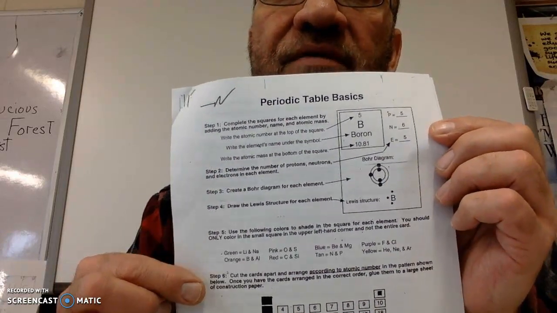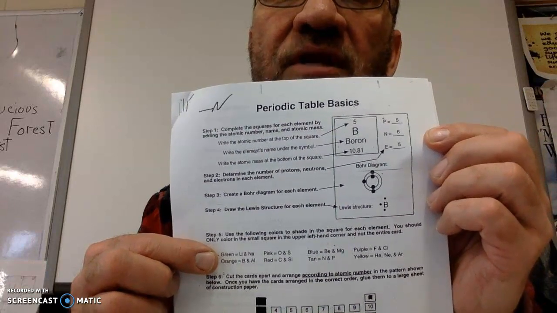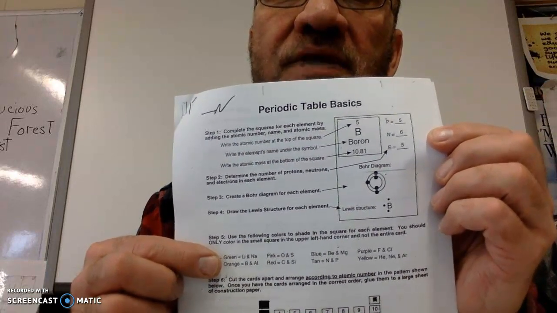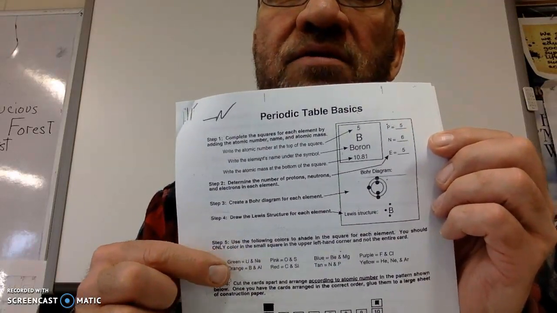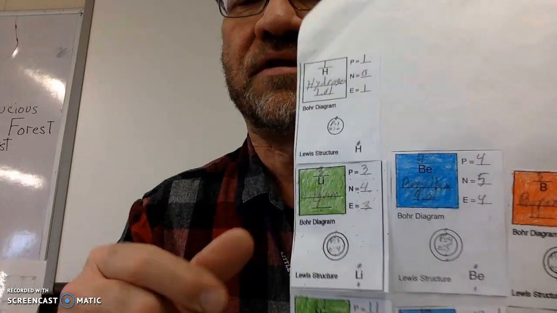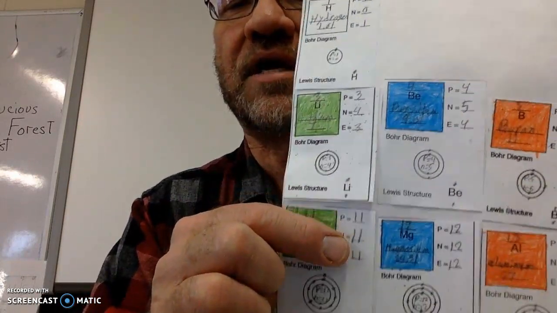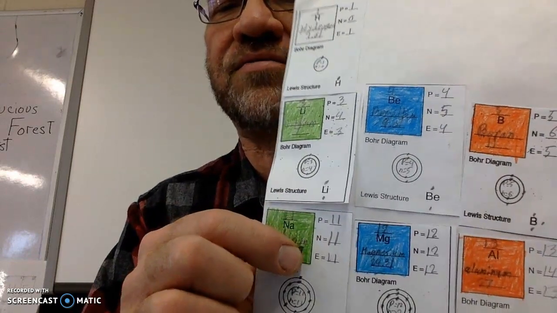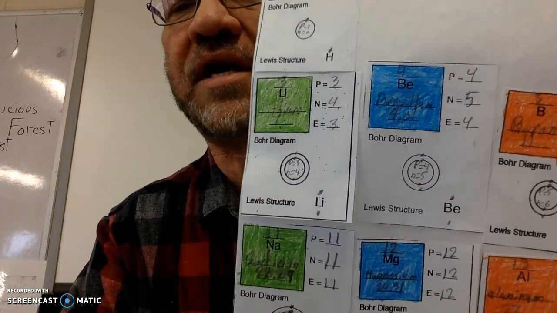So here we have green. Use a green colored pencil for lithium and sulfur. You see this? Lithium, the symbol Li, sulfur, Na, right? Use green colored pencil. And as you see here on the finished product, lithium is green just in the little square, and sulfur is green in the little square. Notice and look at these.